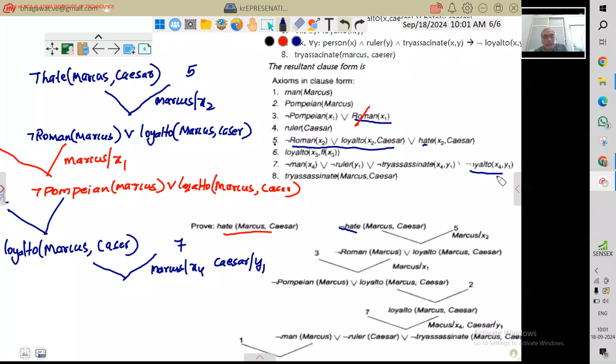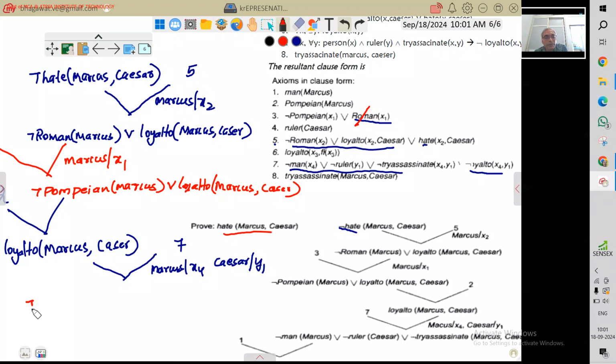If you replace x4 with Marcus and y1 with Caesar, this and this become the same as here. The negation is there, here we don't have negation, so they cancel each other and we get a resolvent clause. What will be in our resolvent clause? The remaining literals come into it, so we will write that down.